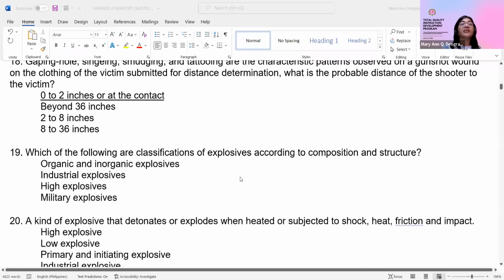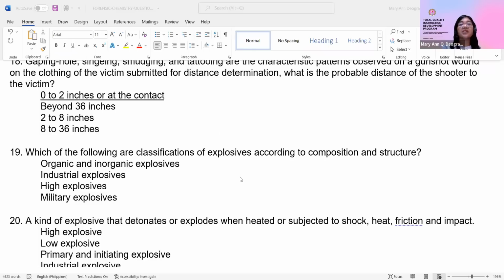Alright. Number 19. Which of the following are classifications of explosives according to composition and structure? Sagot.